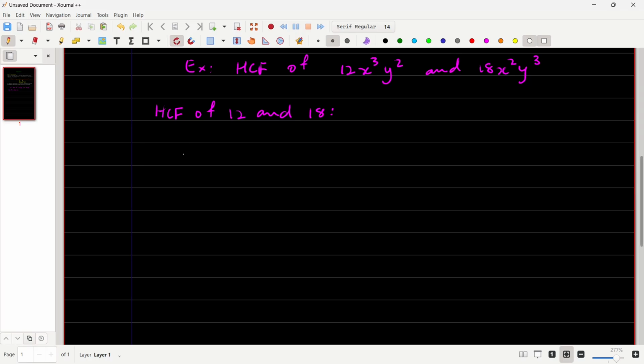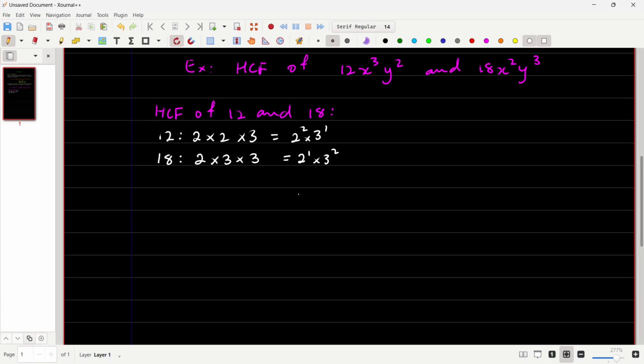So one is the prime factorization method, where you break up the numbers into a product of prime numbers. So we can say 2 times 2 is 4 times 3 is equal to 12. Then for 18, we have 2 times 3 times 3 would be equal to 18. So this is 2 to the second power, and this is 3 to the first power. And this is 2 to the first power times 3 to the second power.